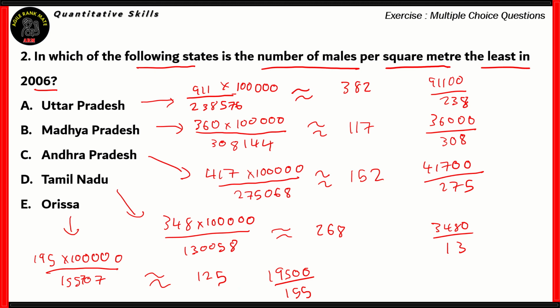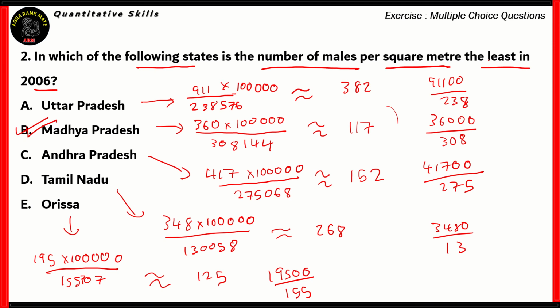Now, in some sources, Madhya Pradesh's male population is given as 177, but if you use a calculator and divide 360 lakhs with 308144, the answer comes out to be closer to 117 and not 177. So therefore, the correct answer is option B, Madhya Pradesh.